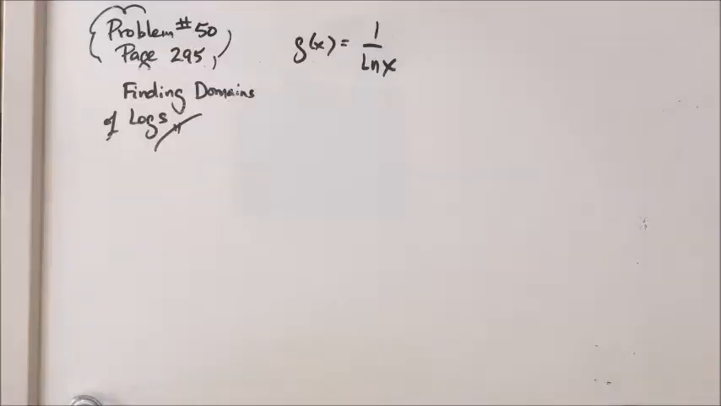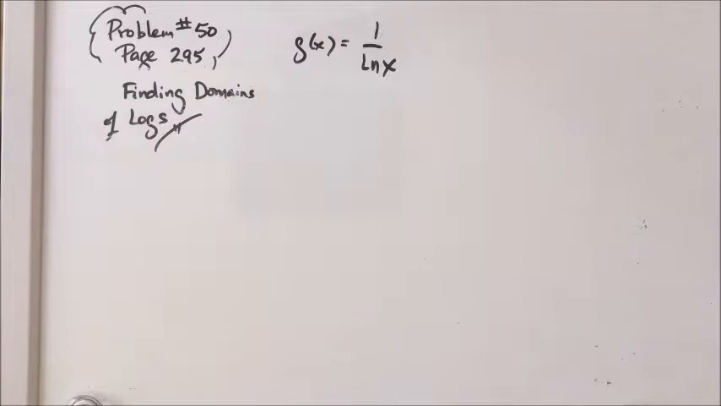All right, let's take on problem 50 on page 295. You have been asked in your homework to take on problems 48 and 49. So 50 is a sister to 48 and 49, and they're all associated with finding domains of logarithms. In this case, we're asked to find the domain of g of x, which is 1 over the natural log of x. So let's parse this problem a little bit.